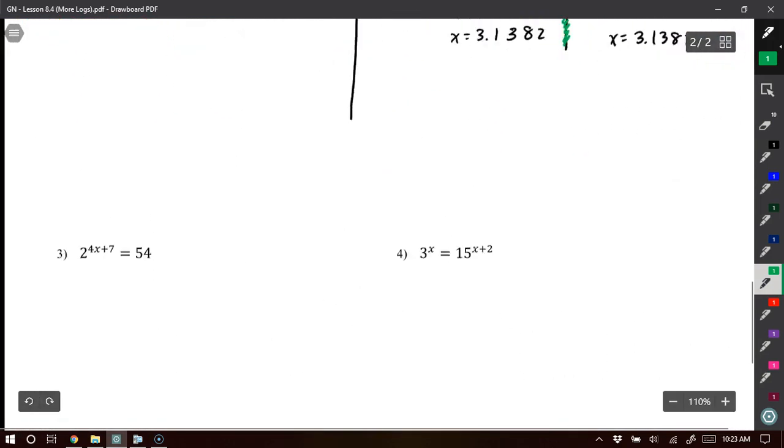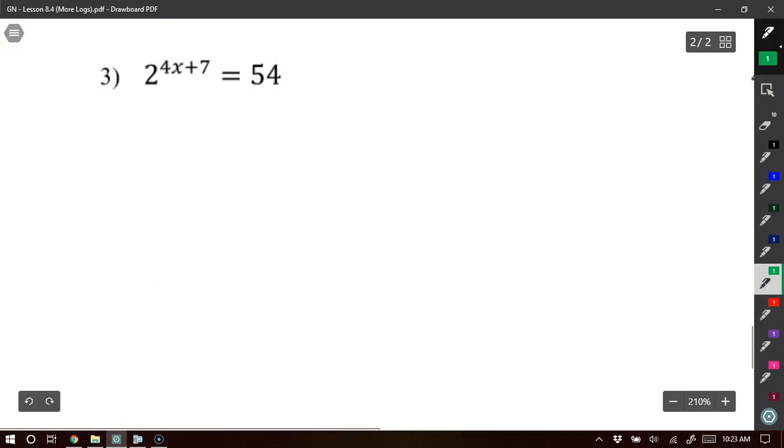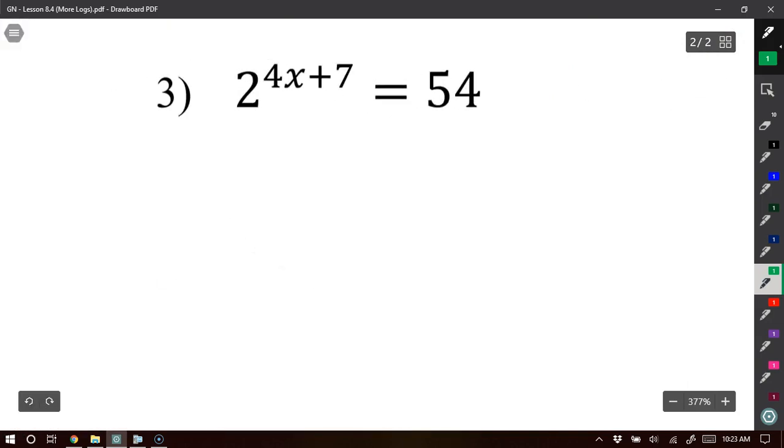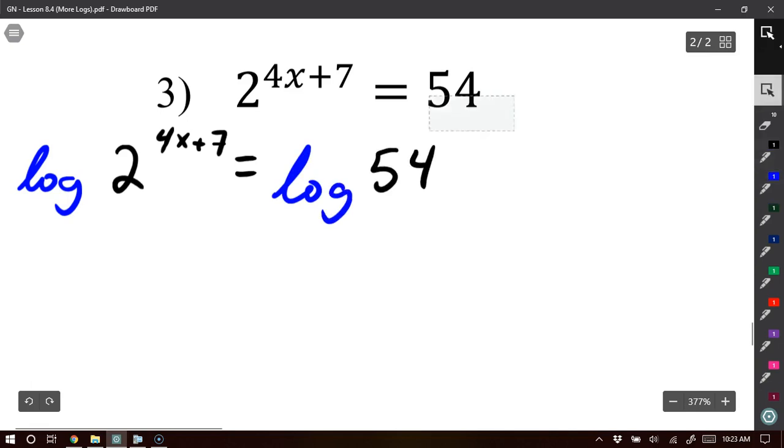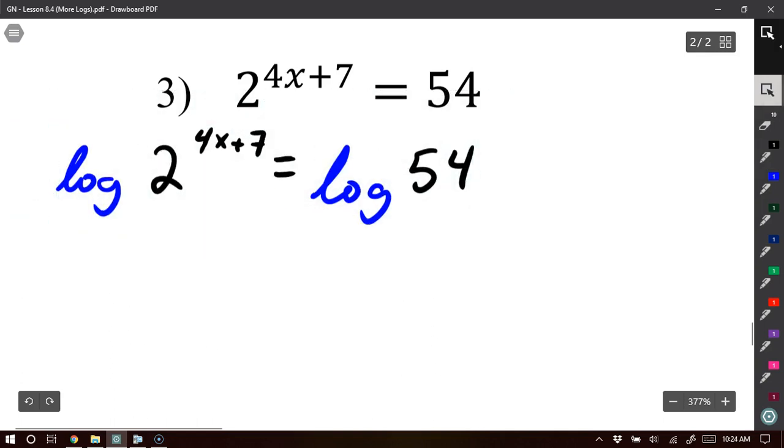Let's go to number 3. And again, we'll do the 2 approaches on it. We'll do the most consistent one. We'll do the log and power approach. So I'm going to take the log of both sides, and I'll put log, and so 4x plus 7 equals, put log of 54. So it's exactly what the directions say. Take the log of both sides and then apply your power rule.